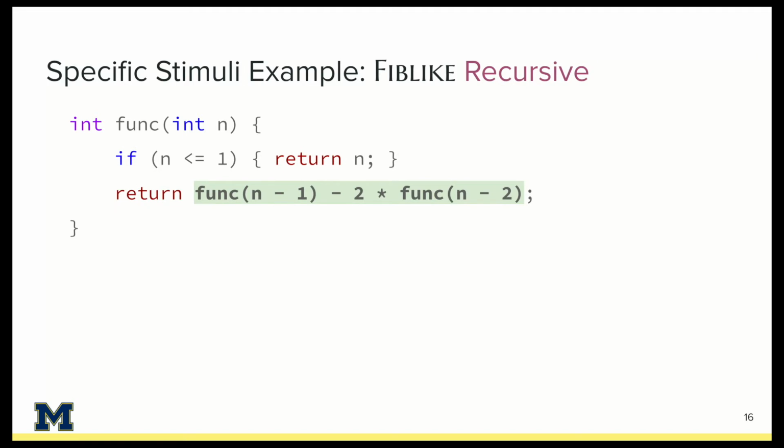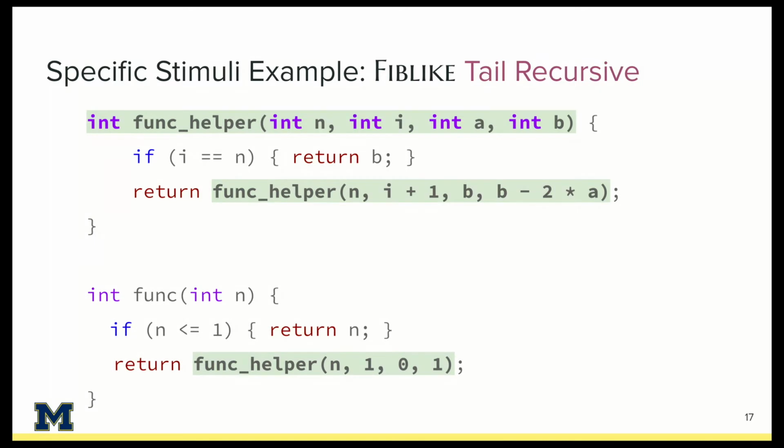And now here is the single function recursive framing of the same task, where we can see on the green highlighted line that there are 2 recursive calls to func, emphasizing that this has branching computation and also making it non-tail recursive. And then finally, we have our tail recursive framing of fib-like, which uses a helper function to achieve the same functionality as the other recursive framing and iterative framing in a tail recursive manner.